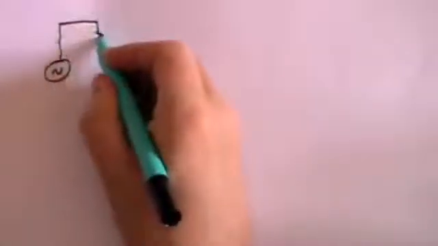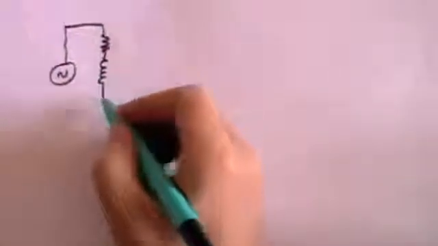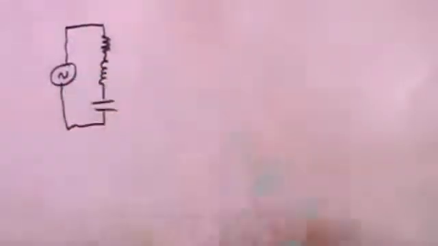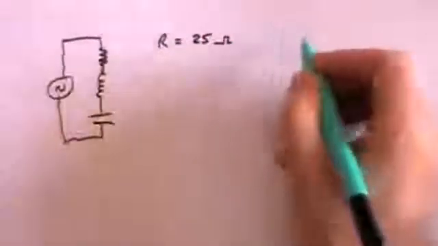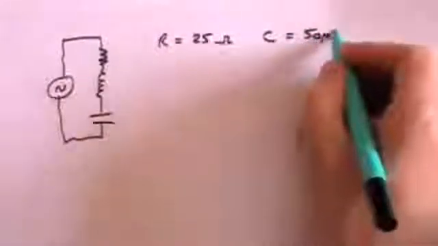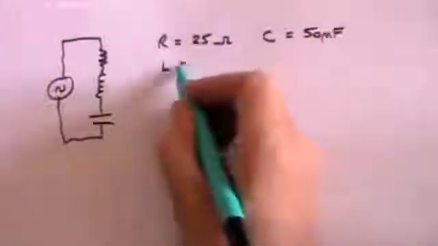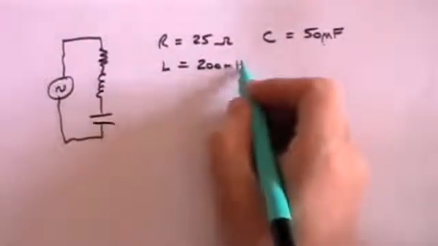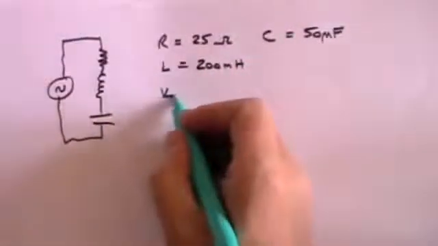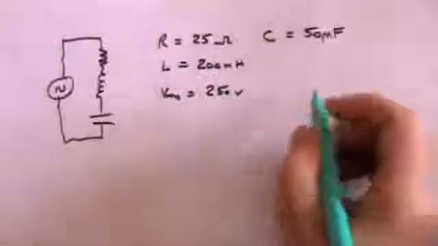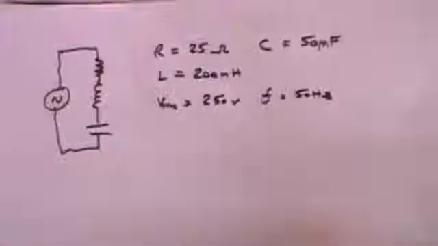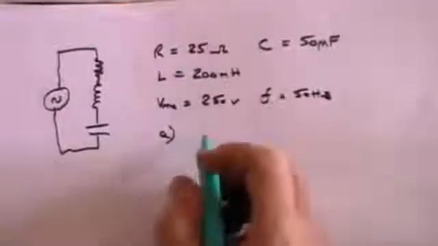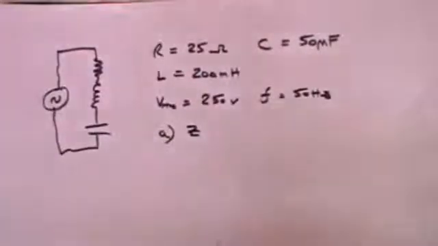And now let's look at an LRC circuit. We've got a resistance, an inductance, and a capacitor, all in the same circuit. I can tell you that the resistance is 25 ohms, the capacitance is 50 microfarads, the inductance is 200 millihenries, the RMS voltage again is 250 volts, and the frequency is 50 hertz, what you'd get from the UK mains broadly. And what we want to know firstly is the total impedance of the circuit.